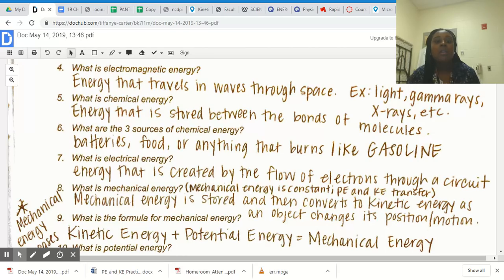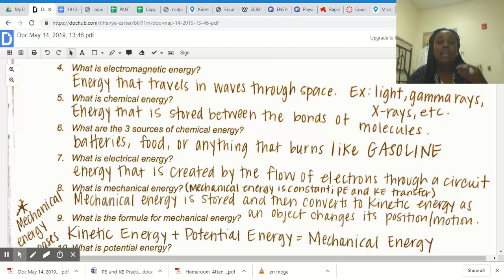All right, number seven. No, I'm just skipping all around, guys. I'm so sorry. Number six, what are the three sources of chemical energy? The ones that we talked about in class are batteries. Batteries have chemicals in them. Remember, I showed you those corroded batteries that had the acid coming through the casing of the battery. Batteries are stored energy, so they have potential energy. Then food, the foods that you eat.